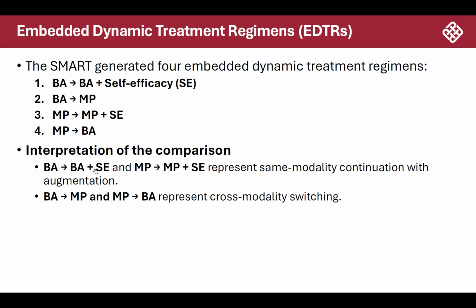BA changed to BA plus self-efficacy, and MP changed to MP plus self-efficacy. They represent the same modality continuation with the augmentation. However, the other arms will be BA changed to MP or MP changed to BA. It represents the cross-modality switching.